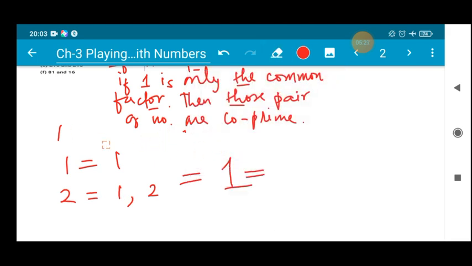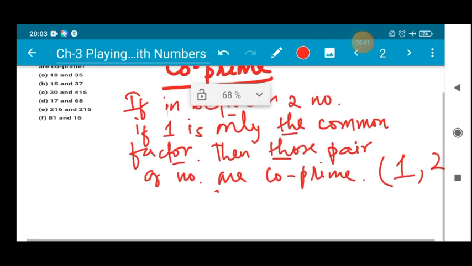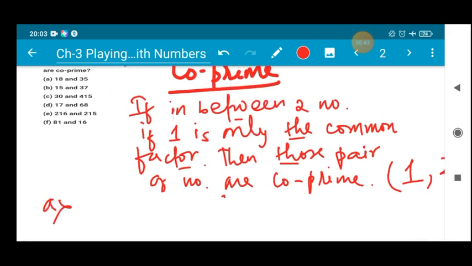So in this way, now for the given pairs of numbers, we have to find out which ones are co-prime. For example, you can write here: co-prime example, 1 comma 2 is a pair of numbers which is a co-prime pair. So the first pair of numbers in our question 5a is 18 and 35.